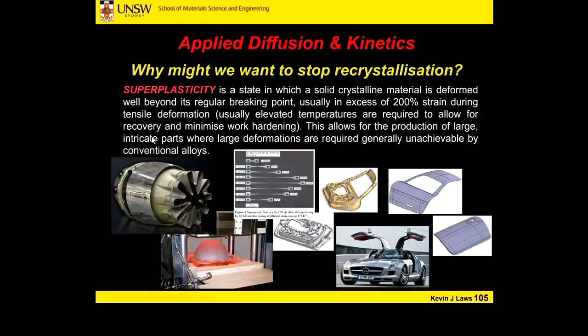So it allows for the production of large, intricate parts where large deformations are required that are unachievable by conventional alloys. So here's a titanium superplastically formed part. This type of structure in a single piece, it's in two pieces here with the join here, but these structures and substructures here, we cannot produce with a typical crystalline material because we exceed their plastic deformability. We exceed this tensile test curve, we hit our failure point. So we can form things like this out of materials that typically can't do these large deformations. So very, very large elongations.